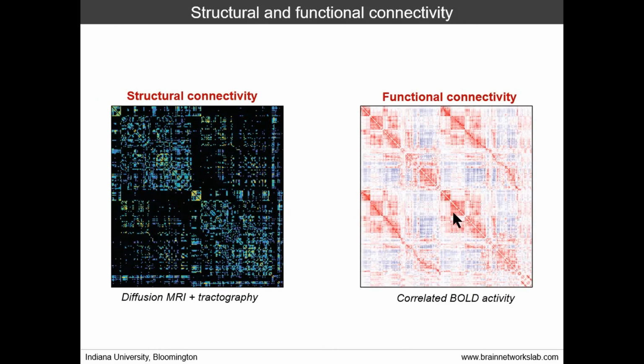So I'll show you these two side by side. We can represent them as matrices. So on the left is a structural connectivity matrix. The rows and columns correspond to brain regions. The colors indicate the presence or absence of a structural connection, so a fiber tract linking regions, and the strength of that tract. And on the right-hand side is functional connectivity. It's just the correlation structure of resting BOLD data.